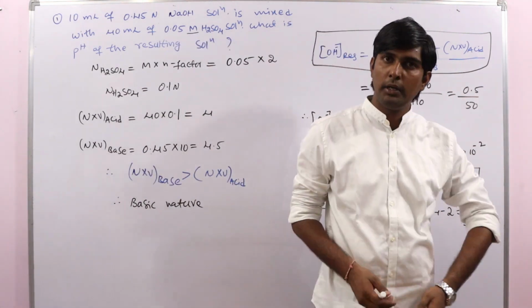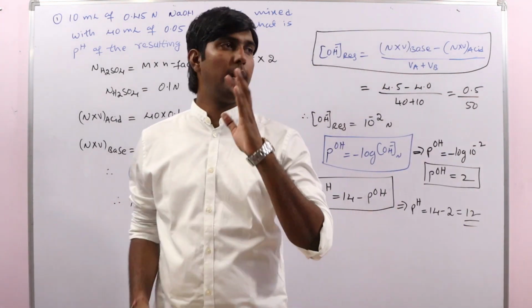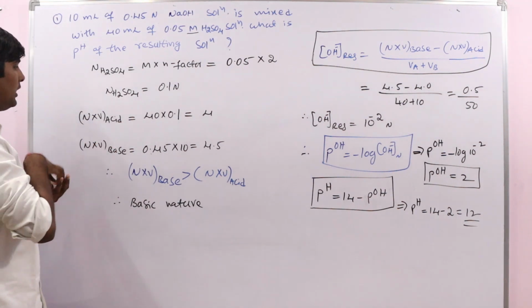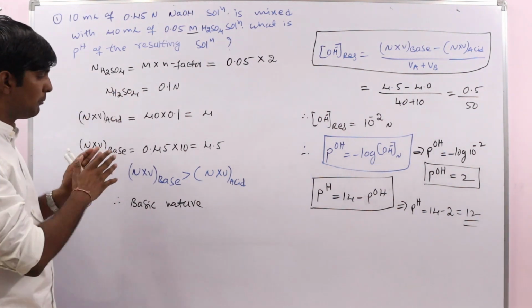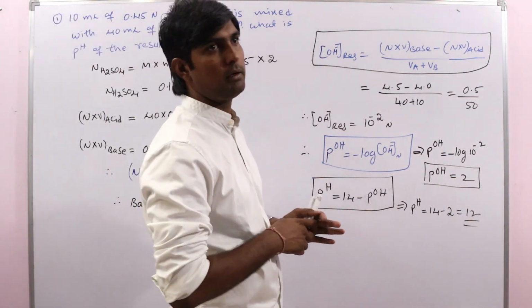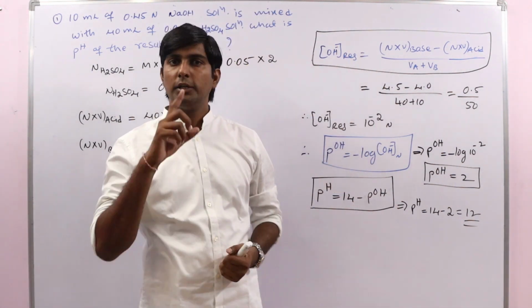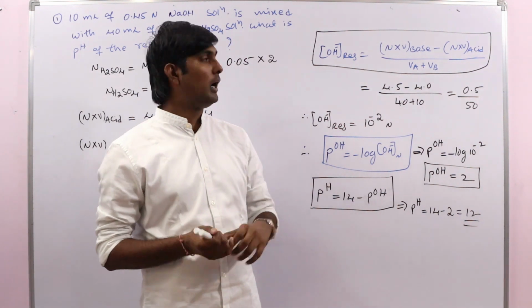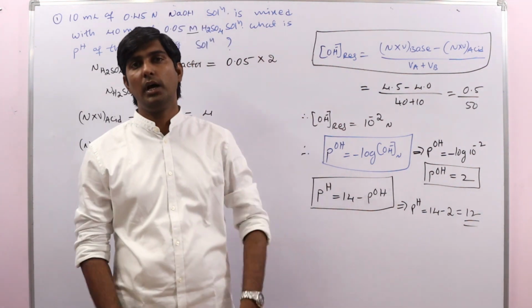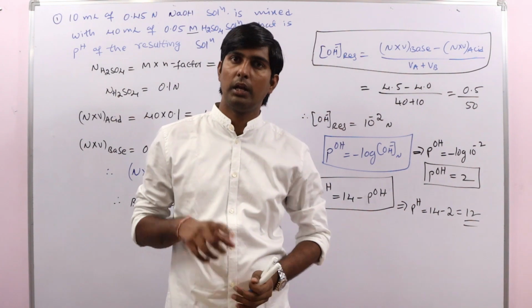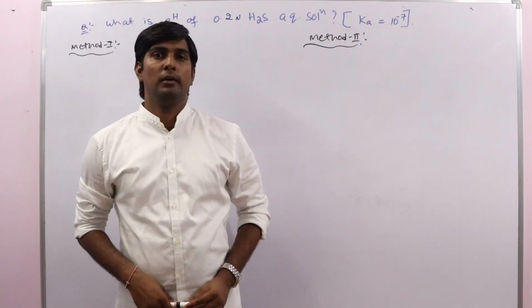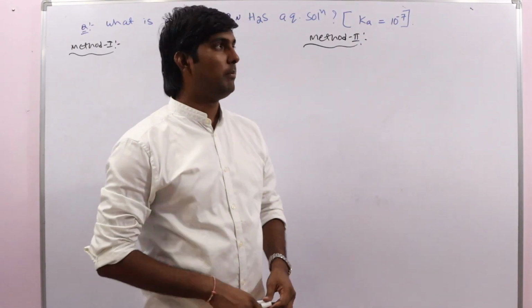Okay, clear? So in this way, first identify number of equivalents of acid and base and then compare their value. Depending upon that, we have to use the suitable formula for the H plus ion concentration, and this is for the OH minus ion concentration. Now let us see another very important problem. Now let us discuss another problem.